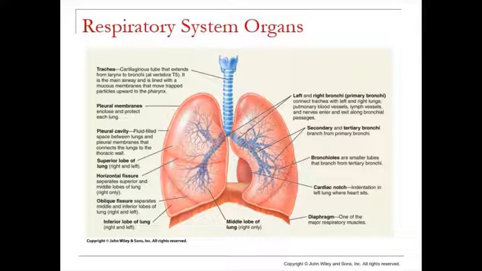While the left lung, since it's slightly lower, is only broken up into 2 lobes. A left upper lobe and a left lower lobe. And again, they're also broken up by another oblique fissure, this time for the left lung. So that's lower respiratory tract anatomy.